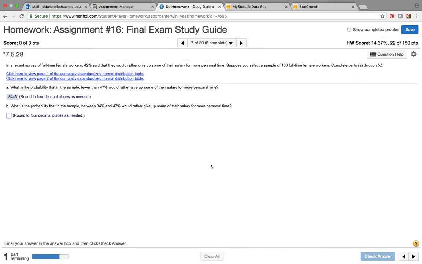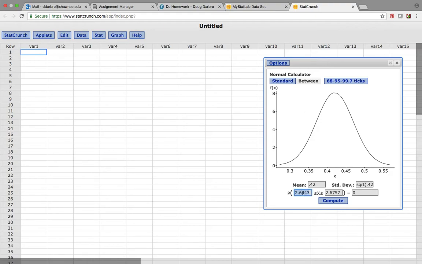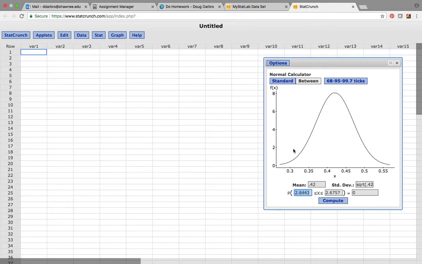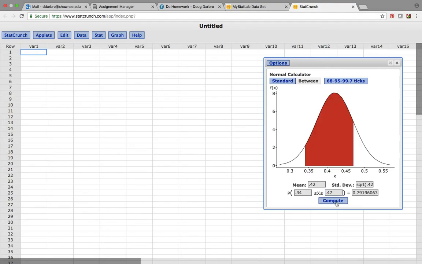All right, what's the probability in the sample between 34% and 47%? So once we've got this, again, 34 and 47. So 0.34, 0.47. Going to 4 places, we go 0.7920.